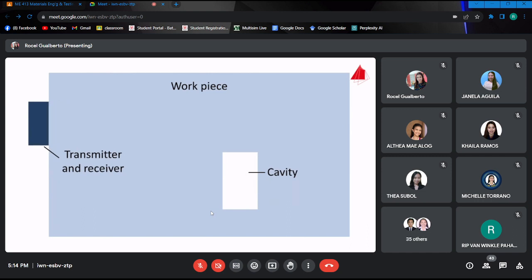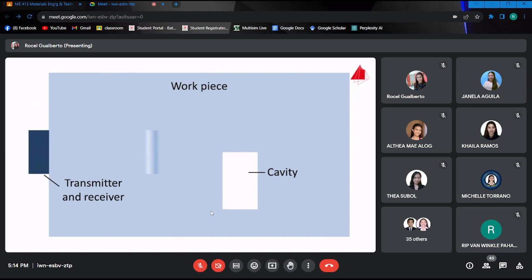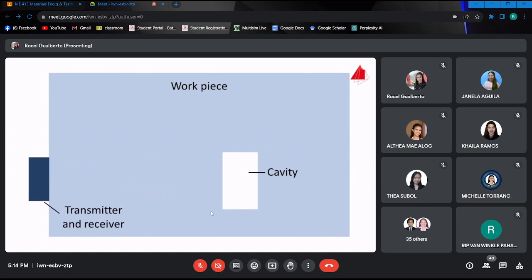When the transmitter is moved a little downwards, the cavity reflects a part of the wave. That part arrives earlier at the transmitter than the rest of the sound wave. Even further downwards, the cavity reflects the complete ultrasonic pulse.